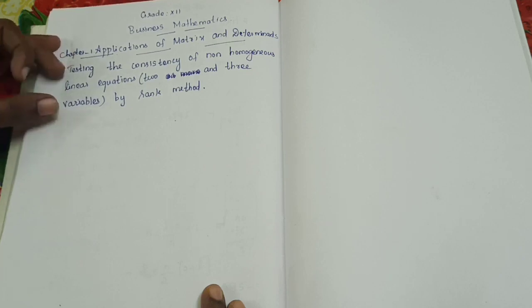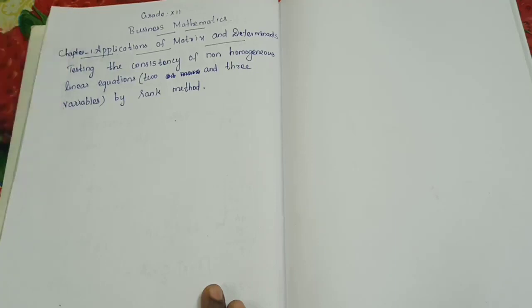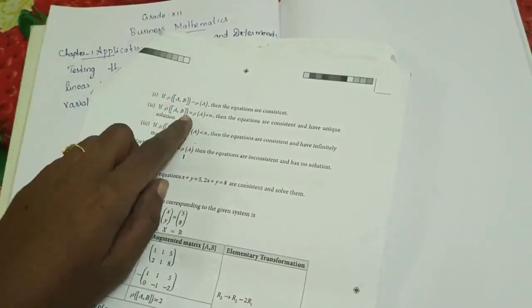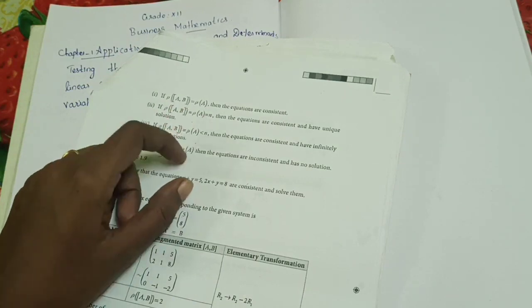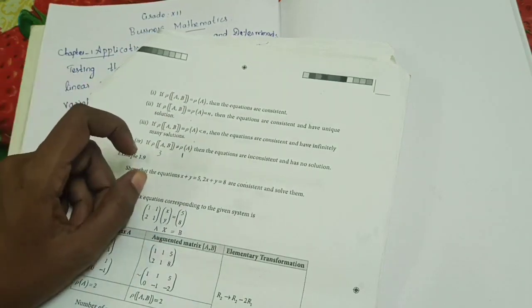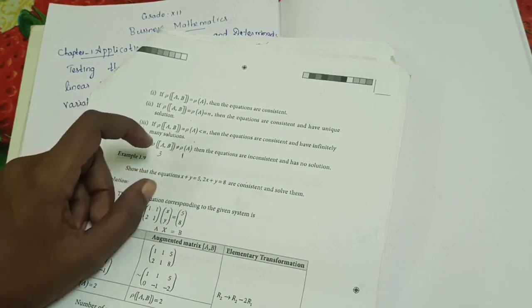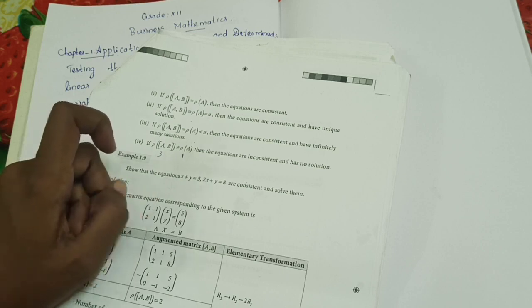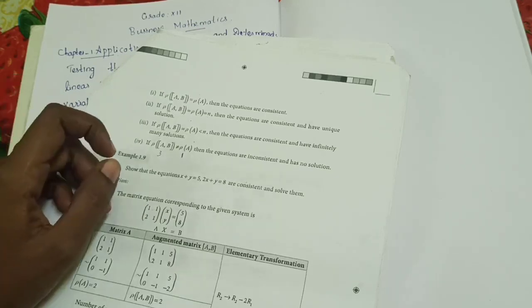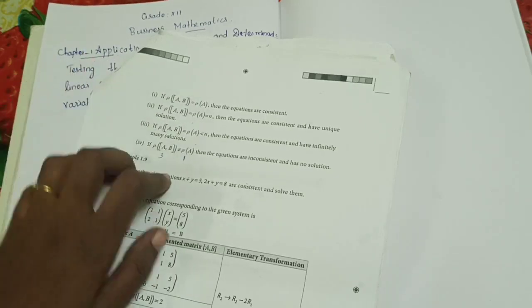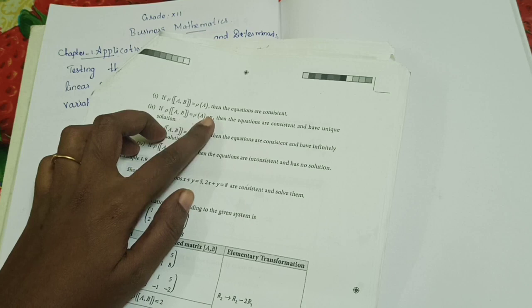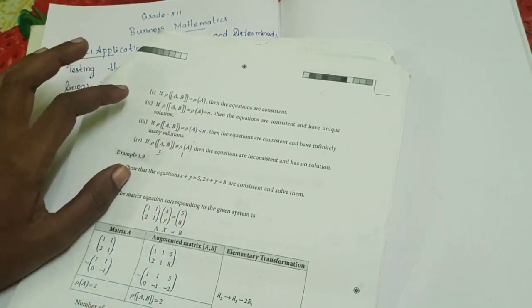First thing is testing the consistency of a non-homogeneous linear equation by using the rank method. Here the very important thing is these 4 conditions. How will you say whether the given system of equations is consistent and has a unique solution? How will we test? For that we are going to use these 4. So first one is, if rank of A comma B is equal to rank of A. Last class itself I asked you to learn this by heart.